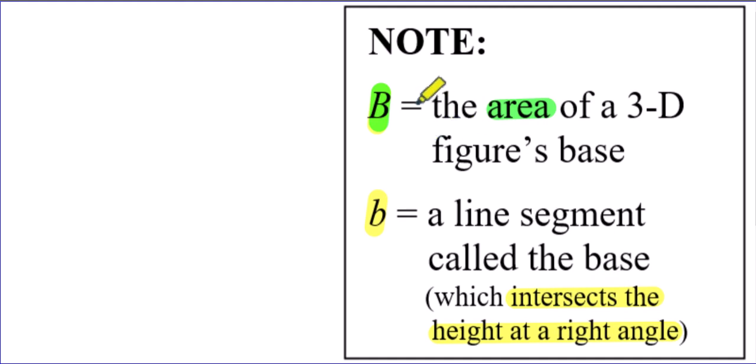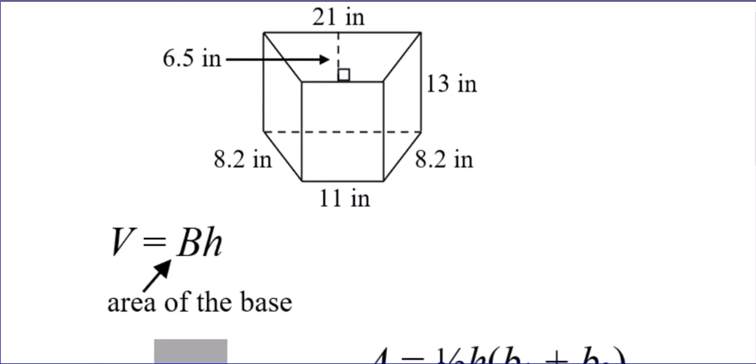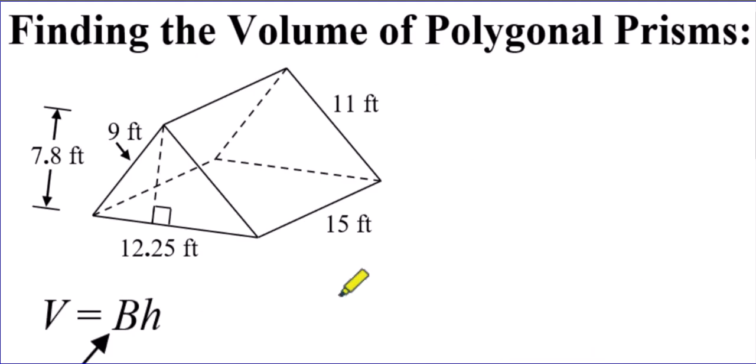So don't get capital B mixed up with lowercase b. They're very different. All right, so I have 2 examples already typed up for you. The first of which is finding the volume of a triangular prism, and then the second one is finding the volume of a trapezoidal prism. They both act the same way.